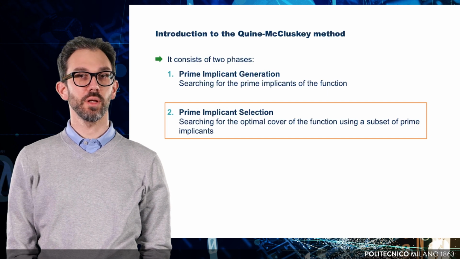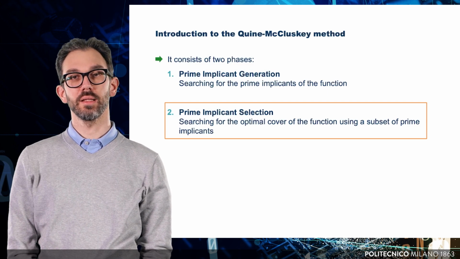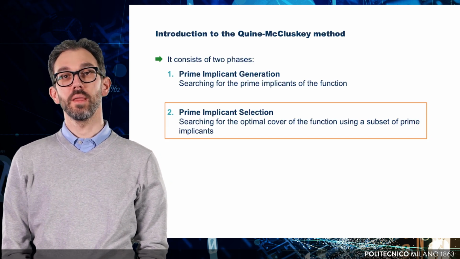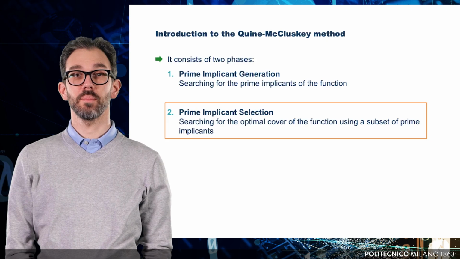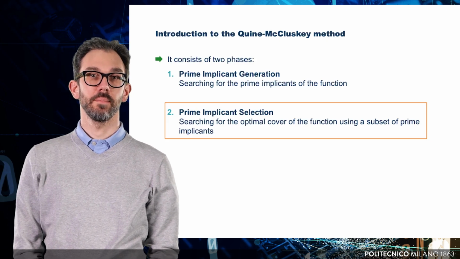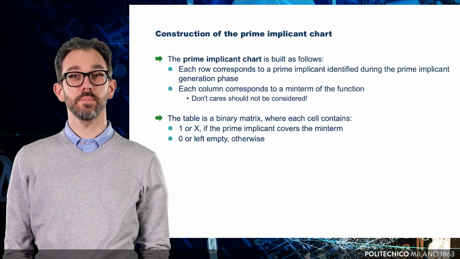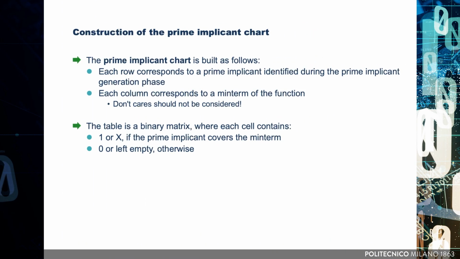The second phase of the Quine-McCluskey method focuses on finding the optimal cover for the function based on the list of prime implicants generated during the previous prime implicant generation phase. This phase operates on a table known as the prime implicant chart. In this table, each row represents one of the prime implicants identified during the previous phase, and each column corresponds to a minterm of the function.